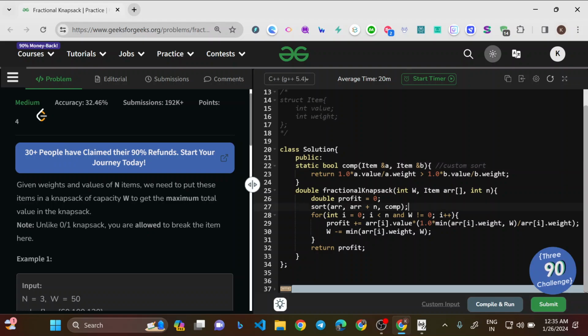And once I've sorted it here, for int i equal to 0, i less than n and w not equal to 0, i plus plus, profit plus equal to array i dot value into 1.0. This is to make sure we are getting the exact decimal value, into minimum of array i dot weight comma w. So either w will be the minimum or that particular array weight is minimum. So take the minimum of both of them, okay. So that divided by array of i dot weight.